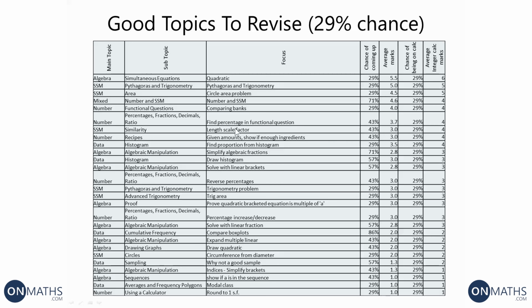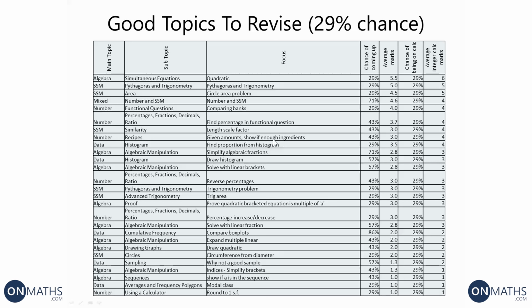Length scale factor, that is when you have an enlarged triangle and you're looking to find a missing length on the bigger one, and then finding a length on the smaller one. So you need to find the scale factor, know that you times it by the scale factor to go one way, and you divide it by the scale factor to go the other way.